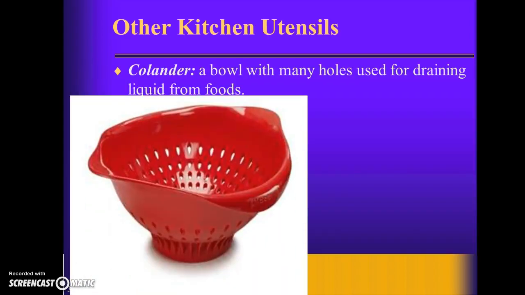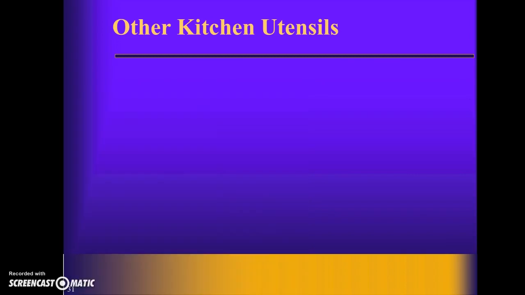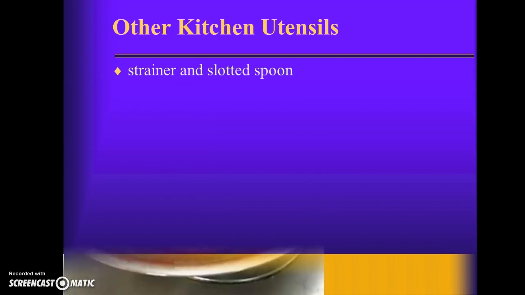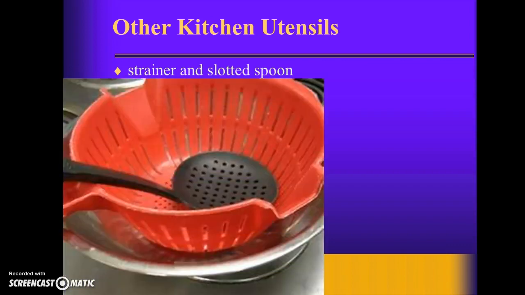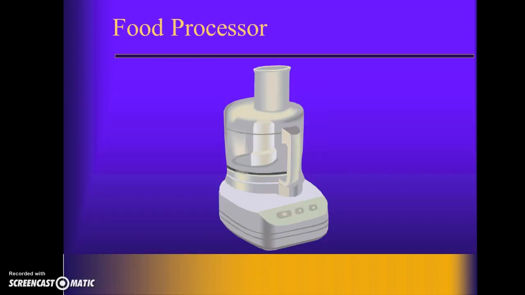Colander, a bowl with many holes used for draining liquid from food. There is a difference between a colander, a sieve, a chinois, and a strainer. The colander we tend to use more for pasta, big items. Strainer and slotted spoon. We're still looking at a colander here. A strainer will be more fine mesh. It's usually of a wire. And yes, that is a slotted spoon.